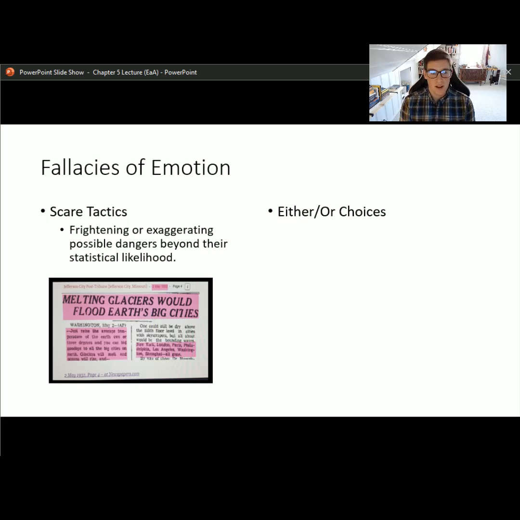So we have a newspaper clipping here from 1932. Melting glaciers would flood Earth's big cities. So almost 100 years later, and we're still having the same conversations, the same arguments about the impact of sea level rise. And whether you agree or disagree, the overall idea here is that we have a logical fallacy in that scare tactics exaggerate the possible dangers beyond their statistical likelihood.